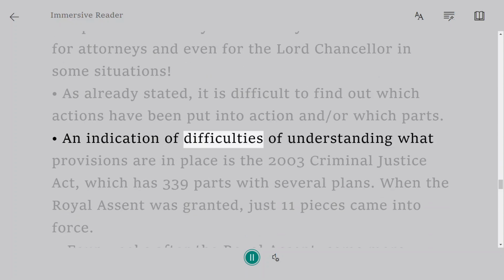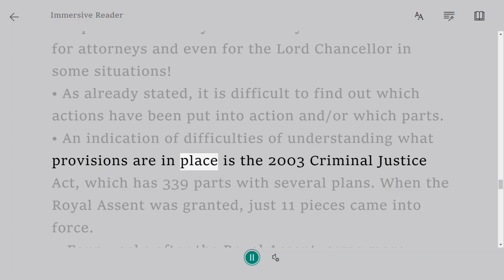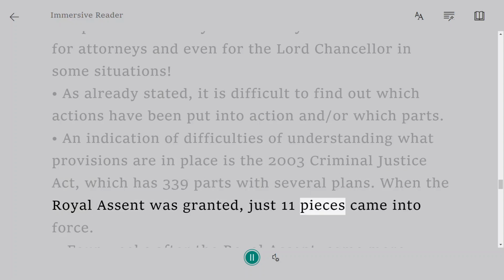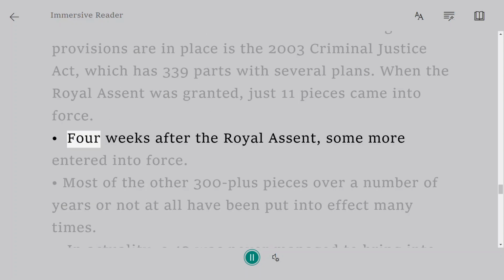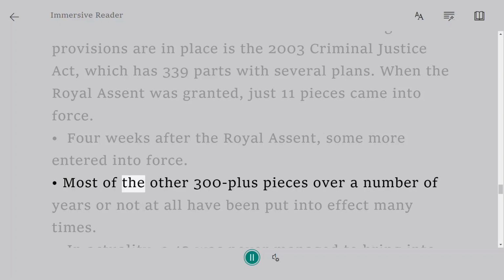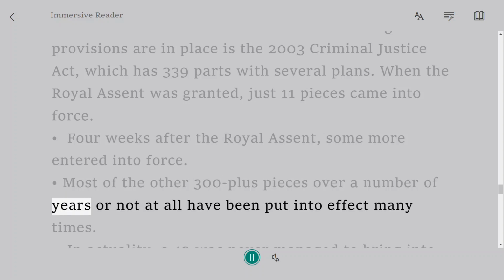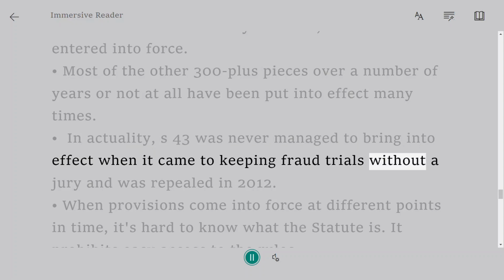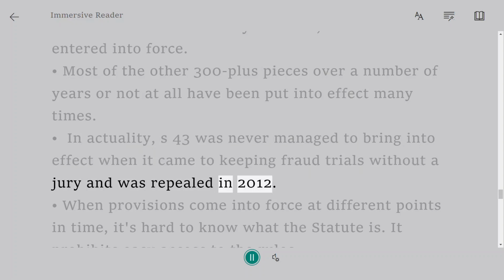An indication of difficulties of understanding what provisions are in place is the 2003 Criminal Justice Act, which has 339 parts with several plans. When the royal assent was granted, just 11 pieces came into force. 4 weeks after the royal assent, some more entered into force. Most of the other 300-plus pieces have been put into effect over a number of years, or not at all. In actuality, S43, which concerned holding fraud trials without a jury, was never brought into effect and was repealed in 2012.